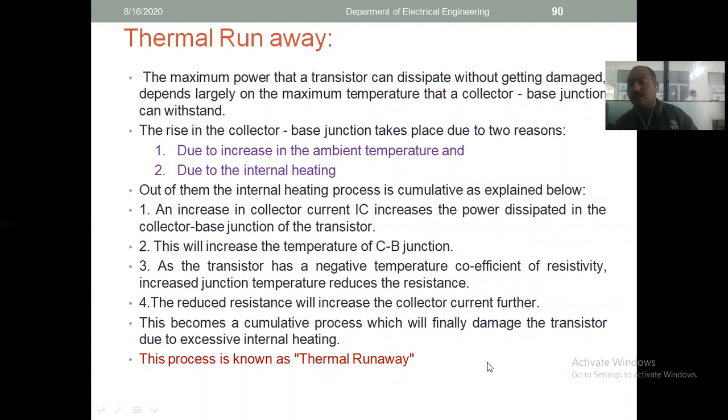So more and more current flowing means it is more than the acceptable capacity of the transistor. This causes damage to your transistor. So this is nothing but the actual thermal runaway process. This is not acceptable. Thermal runaway indicates damage of your transistor.